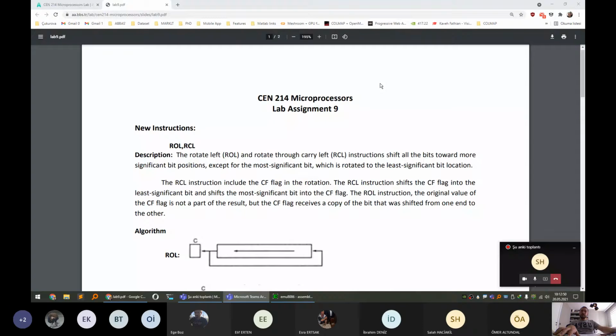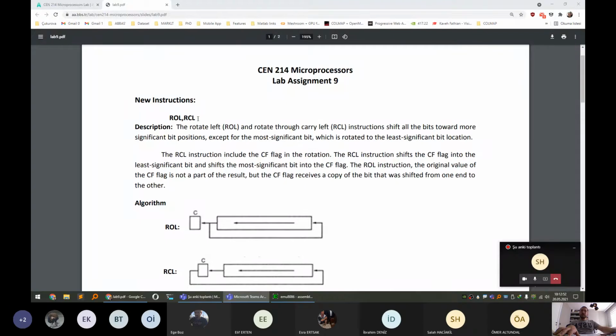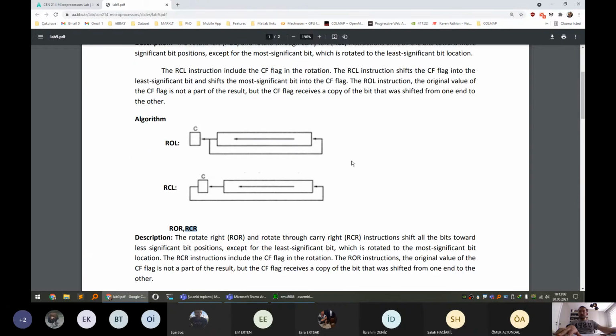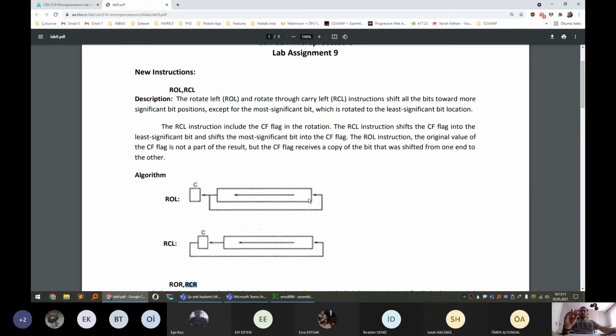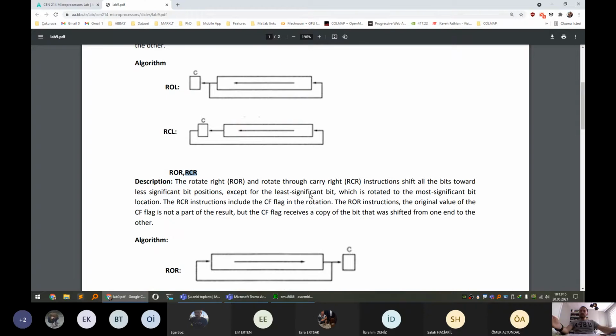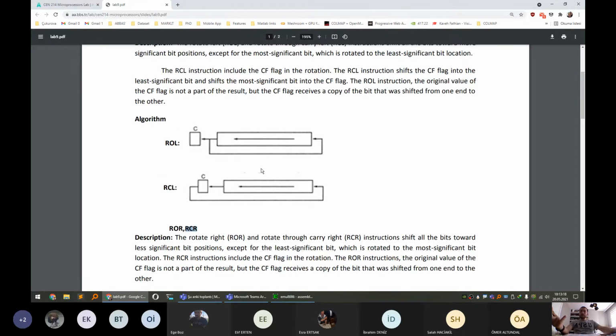Okay my friends, let's switch into English. Lab assignment 9. This week's topics are rotates. Rotate left, rotate through carry left, rotate right, rotate through carry right. Actually, these visualizations are pretty straightforward and self-explanatory. I'm not going to cover one by one deeply. Just going over this visualization.